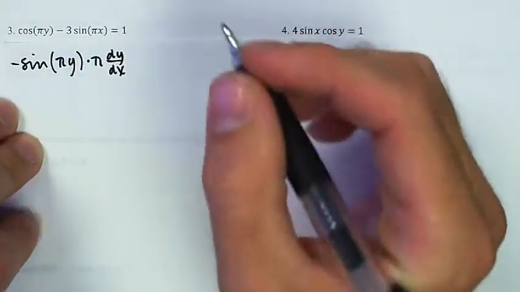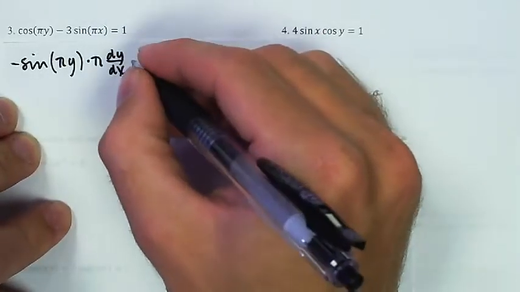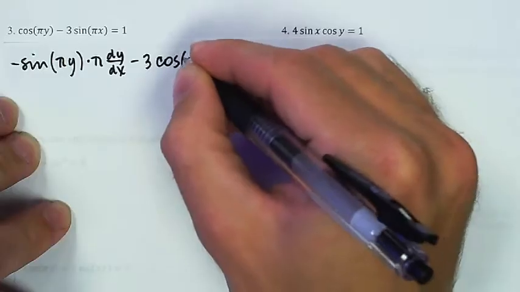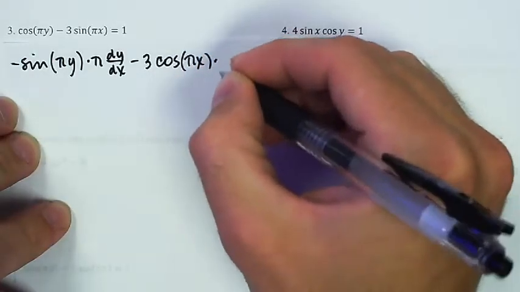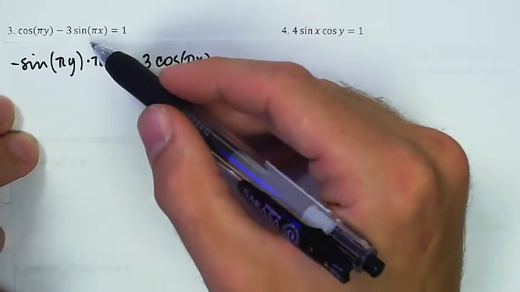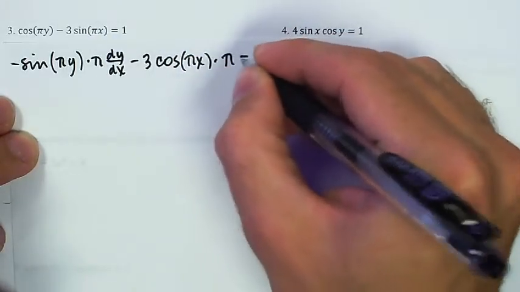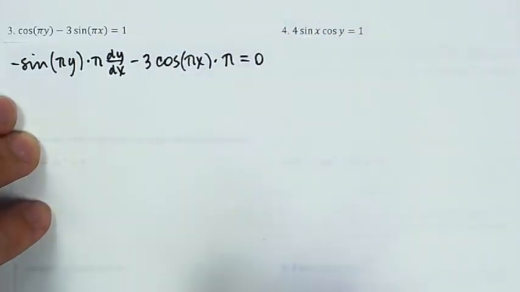Minus 3 sine of pi x will be minus 3 cosine of pi x, leave the inside the same, and then multiply by the derivative of the inside. With respect to x, the derivative of pi x is just pi. And the derivative of 1 with respect to x is going to be 0.